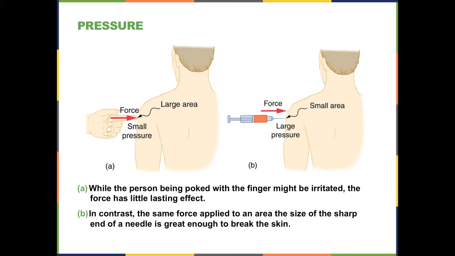In this example, the force in both of these situations is identical. But because one has a large area and the other has a small area, and the pressure is inversely proportional to the area, one has a small pressure and the skin remains intact, and the other has a very large pressure and the skin is broken.